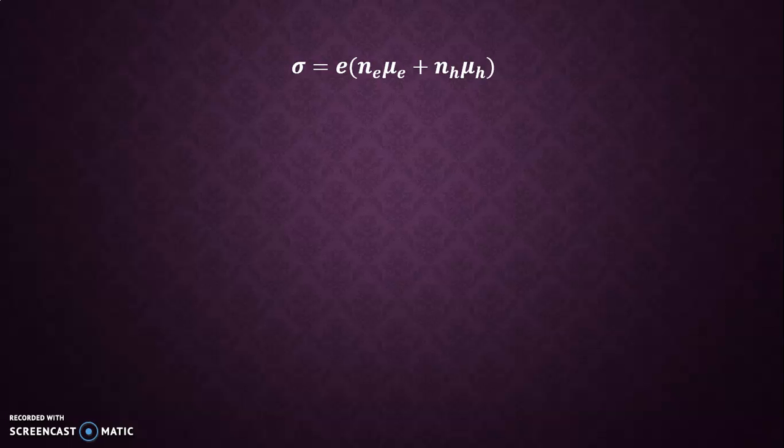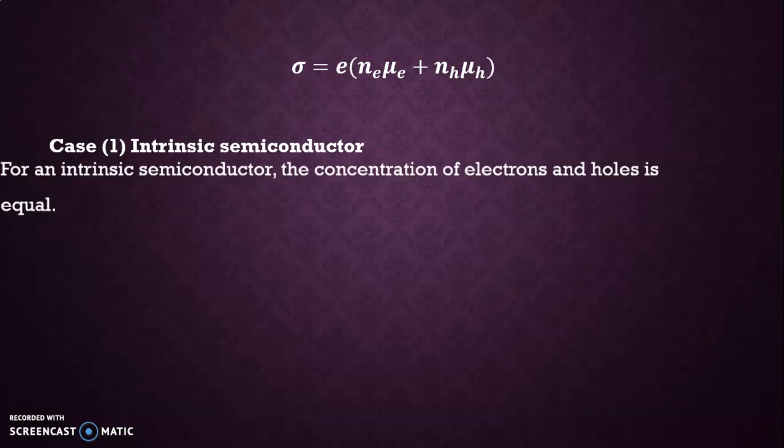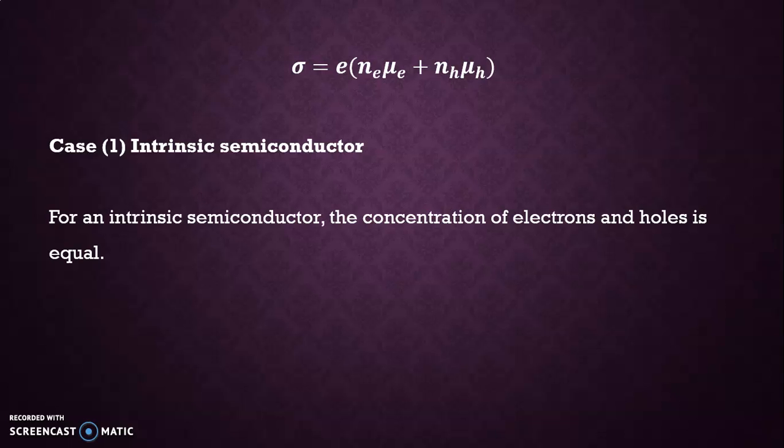So in the first case, case 1, intrinsic semiconductor. In an intrinsic semiconductor, the concentration of electrons and holes is equal. So the same number of electrons and holes are observed. So we can write n suffix e is equal to n suffix h, which we can write as n suffix i. It is a common term for both n suffix e and n suffix h.